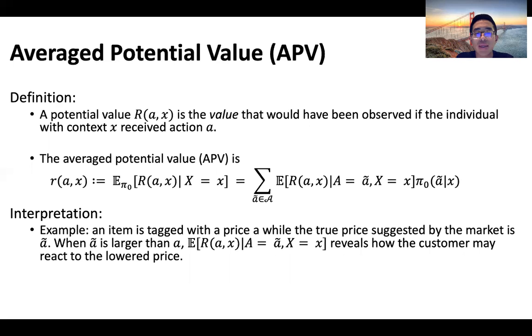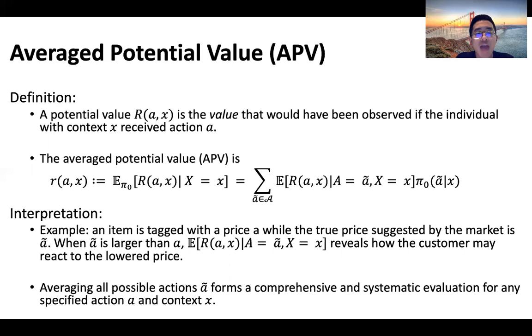Let me use an example to illustrate this concept. Suppose an item is tagged with the price A, while the true price set by the market is A tilde. When A tilde is larger than A, the expectation of R(A,X) given A tilde and X reveals how the customer may react to the lowered price. If she thinks the item is in need, she might feel the lowered price is a good deal, and thus the expectation of R(A,X) given A tilde and X is large. If she thinks the item is not necessary, then such expectation will not be much different from that when the real price is higher or even lower.